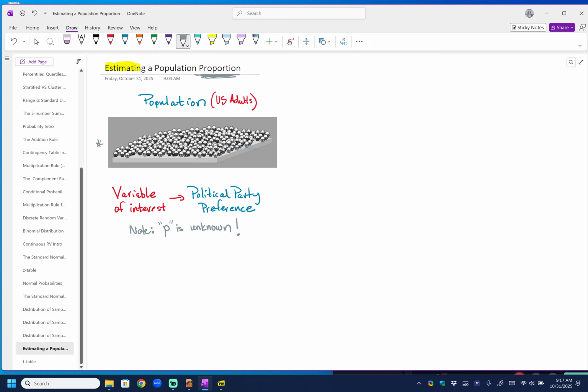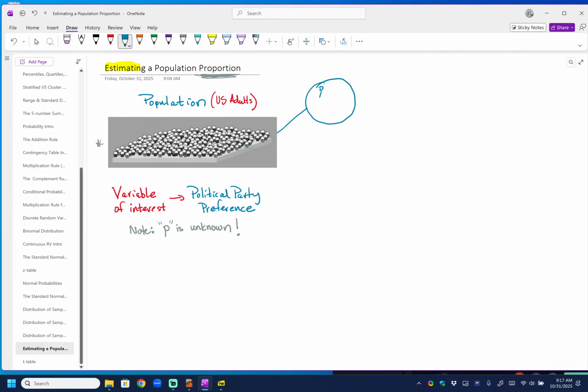This quantity is unknown. We don't know this. We didn't ask every single US adult what their political party preference is, and that has never happened. Even in the census, they're not going to reach everybody. So that is a truly unknown quantity, the variable P in this scenario. So what do statisticians do in order to possibly figure out what the quantity of P is? Well, they take a sample.